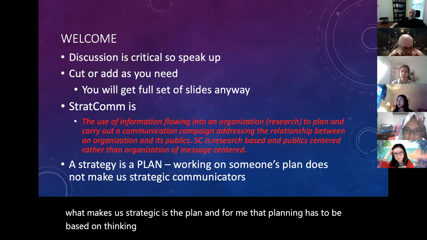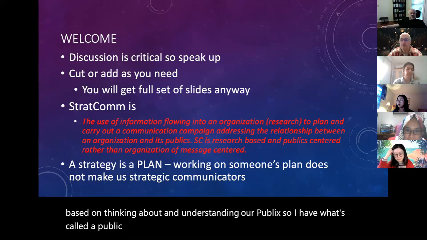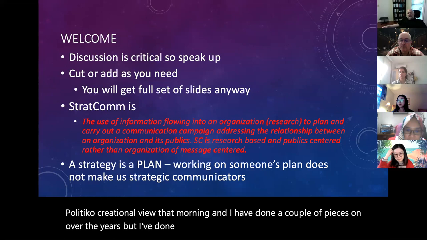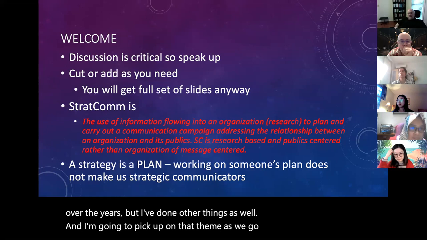So I have what's called a public-centered view. And I call it a co-creational view that Maureen and I have done a couple of pieces on over the years, but I've done other things as well. And I'm going to pick up on that theme as we go along. So I just wanted to kind of lay that foundation piece.